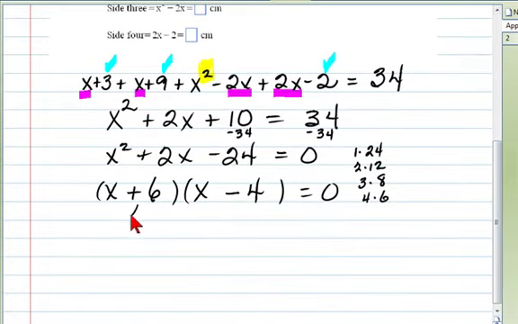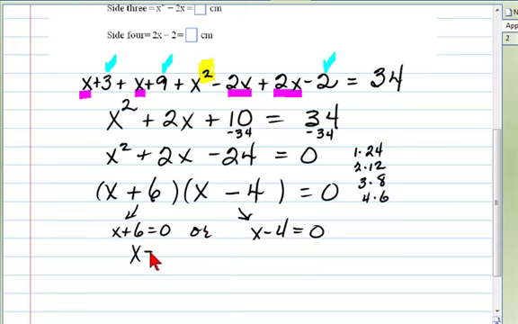The zero factor property says that either x plus 6 is equal to 0 or x minus 4 is equal to 0. So x is equal to negative 6 or x is equal to positive 4. But I'm not through with the problem because I have not answered the questions yet. So let me go back up.